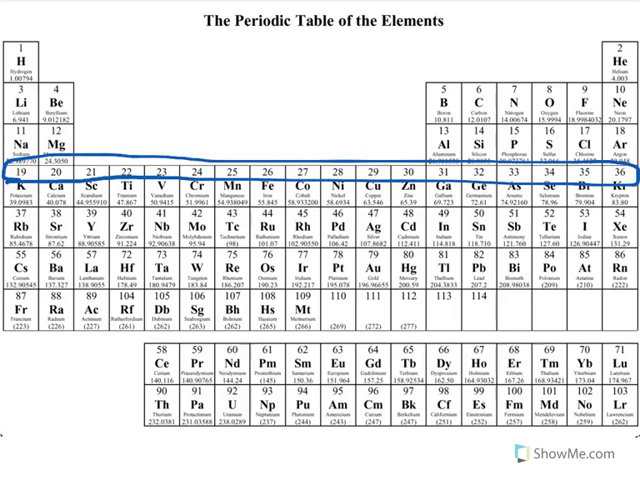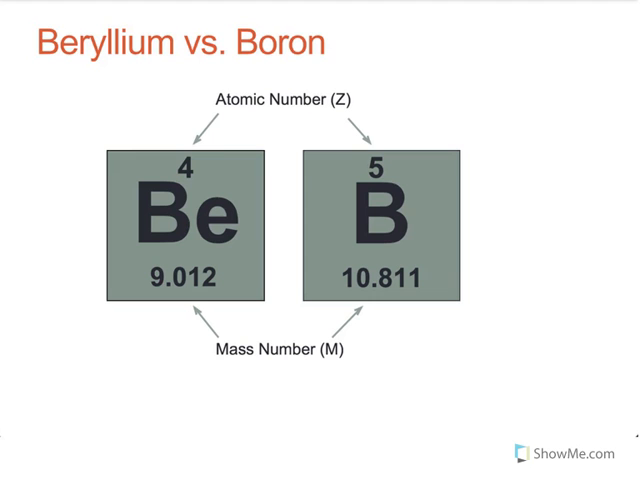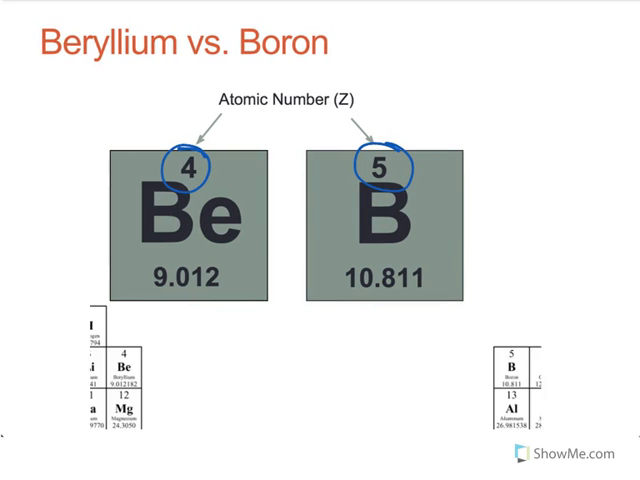This makes sense, right? Because, for example, you can either have 4 or 5 protons. 4 protons would make it beryllium, and 5 protons would make it boron. And I'll just show that to you with my little snippet of the periodic table. Beryllium has 4 and boron has 5.